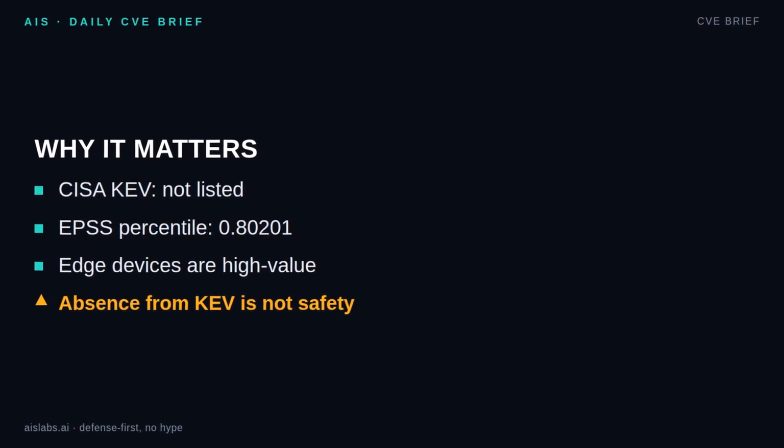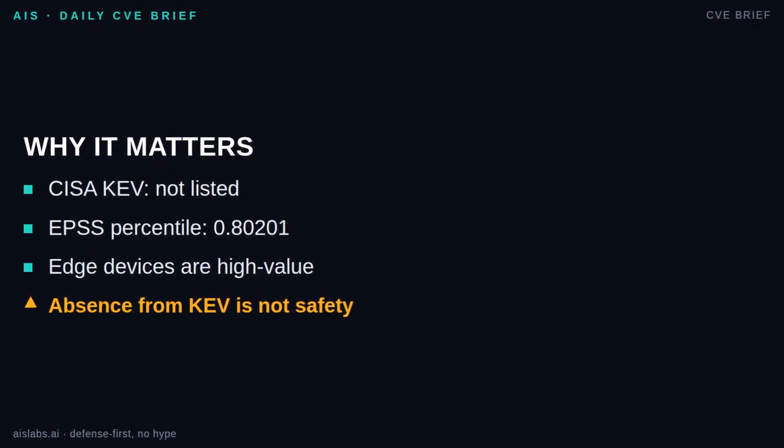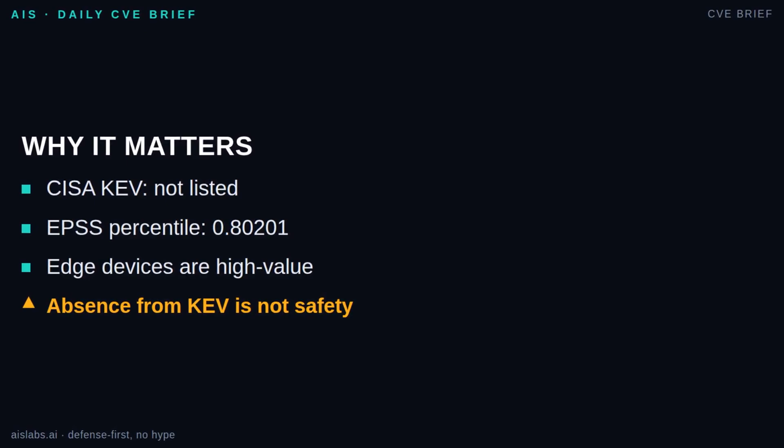CVE-2026-71955 is not currently marked as a CISA known exploited vulnerability in the data for this brief. That matters because KEV listing is one of the strongest public signals that exploitation has been observed. But not being in KEV is not the same thing as being low priority. Here, the other signals still push it upward. A 9.8 critical CVSS score, unauthenticated remote reachability, root level impact, and an EPSS percentile of 0.80201.